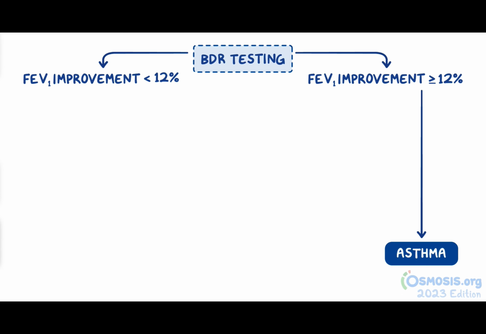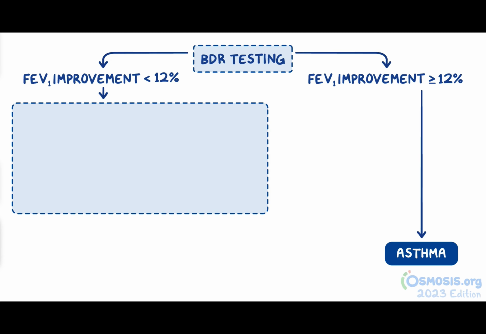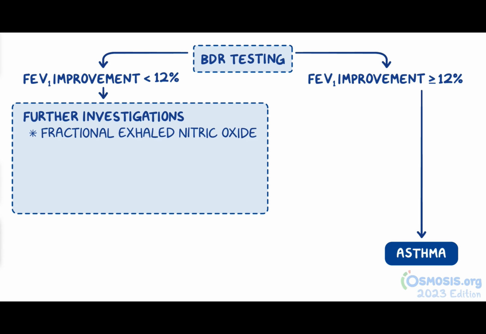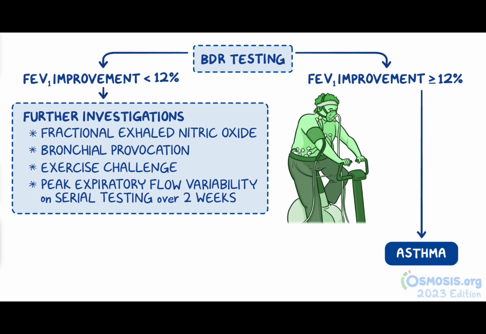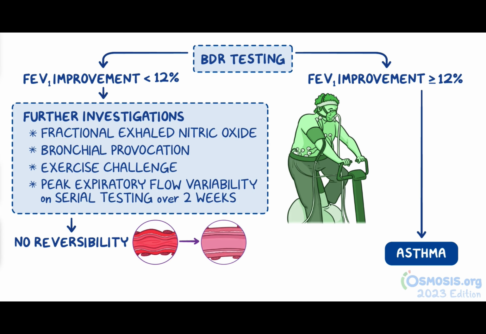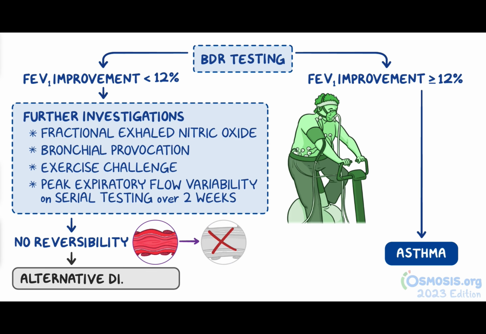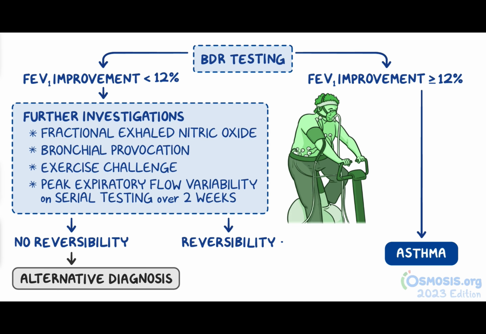Still, to confidently rule out asthma, you'll need to perform further investigations, such as fractional exhaled nitric oxide testing, bronchial provocation testing, exercise challenge testing, or demonstration of peak expiratory flow variability on serial testing over the course of 2 weeks. If no reversibility of airway obstruction is evident on additional testing, consider an alternative diagnosis. However, if reversibility is present, then you can confidently diagnose asthma.